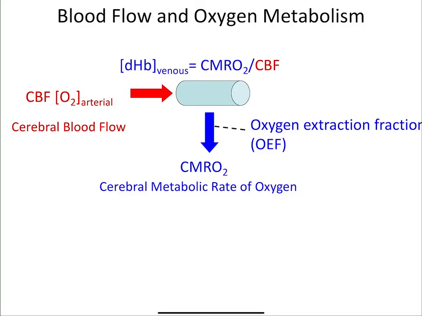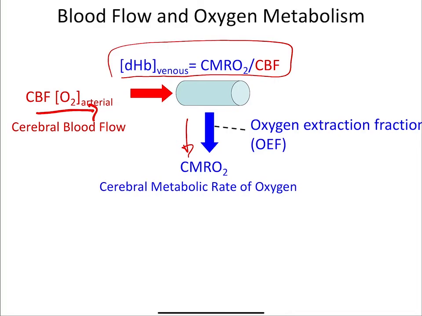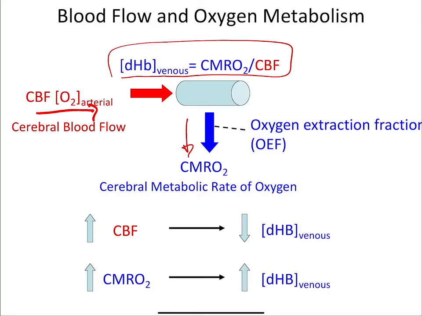So the overall picture looks like this. We've got blood flow delivering oxygen. We've got metabolism using up the oxygen. The venous concentration of deoxyhemoglobin is just the ratio of those two. So if CBF goes up, deoxyhemoglobin goes down. If CMRO2 goes up, deoxyhemoglobin goes up. So what did we say happens in most fMRI experiments? Does deoxyhemoglobin go up or does it go down?